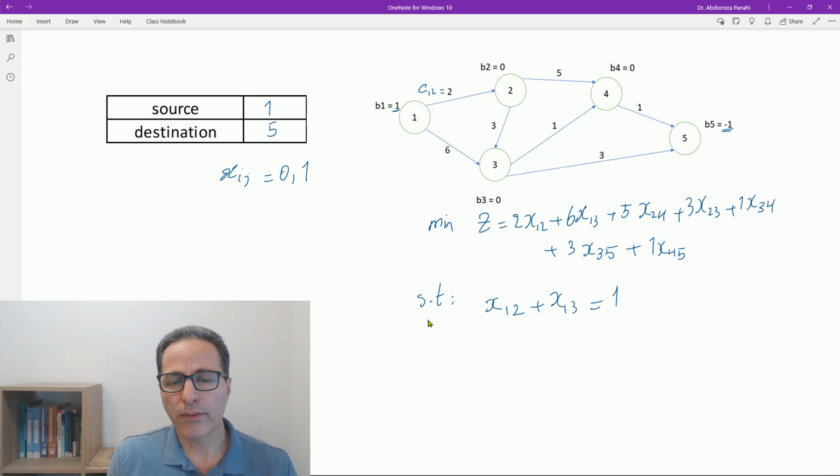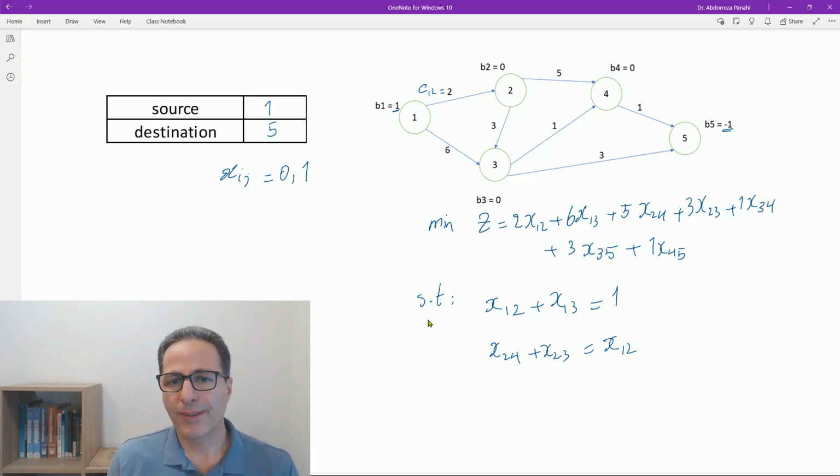For the other vertices, you can see that we wrote bi equal to 0. It means that they don't supply anything and they do not demand any value. Anything that they receive, they should send out. So for node 2, incoming must be equal to outgoing. What we send out, x24 plus x23, must be exactly equal to what we received, x12. This is for node 2.